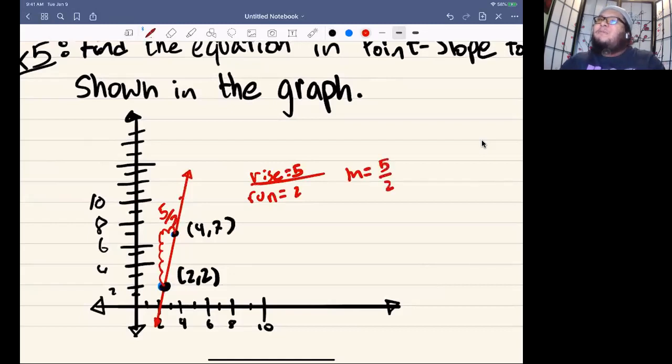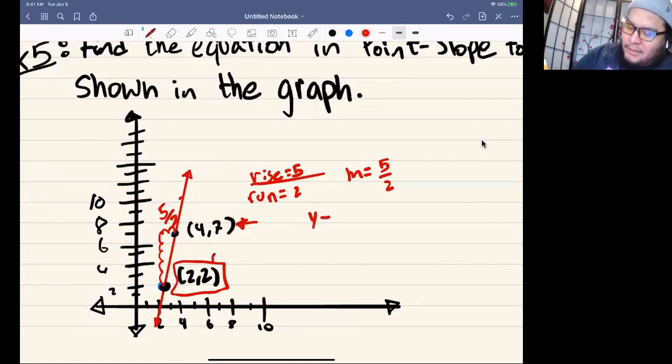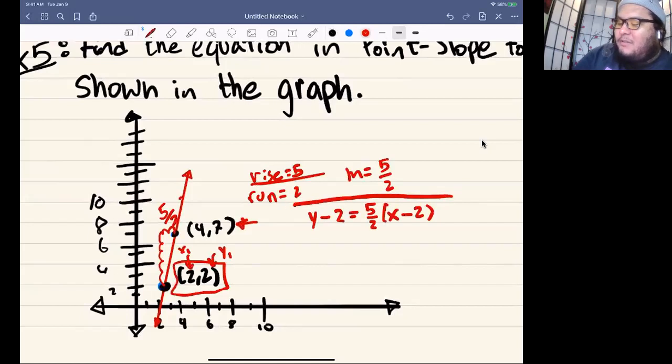And now this is the cool part about point slope form. You can choose either point you want. It's still going to be the same equation, okay? So we're just going to go ahead and use this point, but remember, you can use the other point and still be correct. So you're going to use y minus y1, and our y1 is 2, so y minus 2. Our slope is 5 over 2, and then times x minus x1, and our x1 here is also 2. And this is the equation of our line.